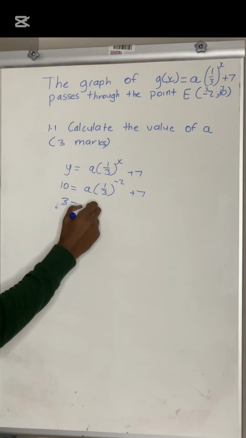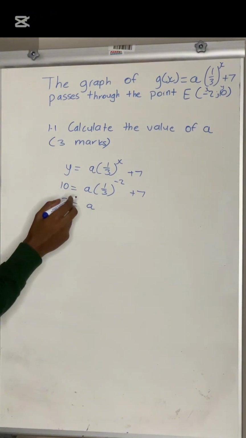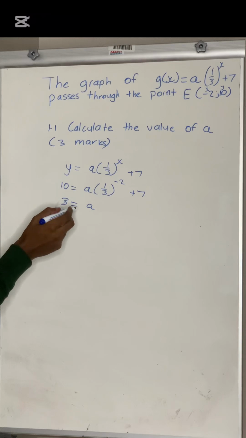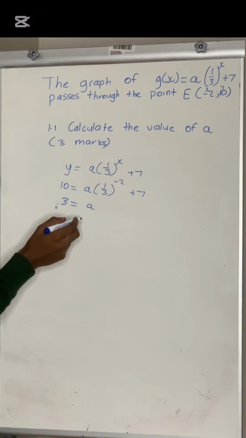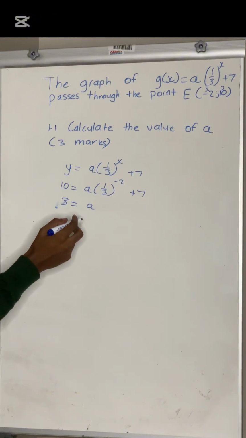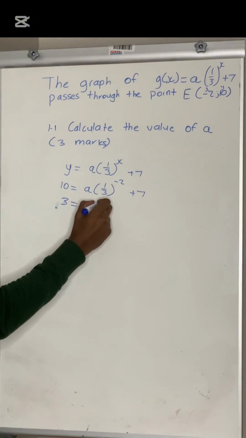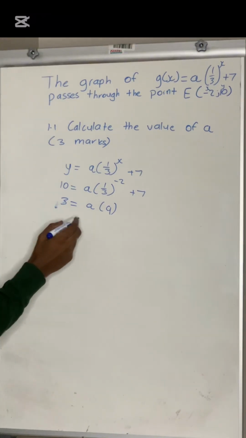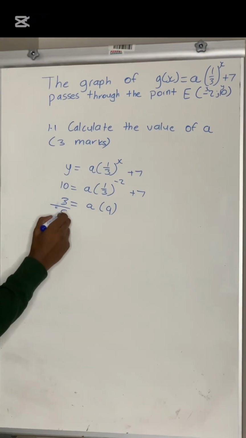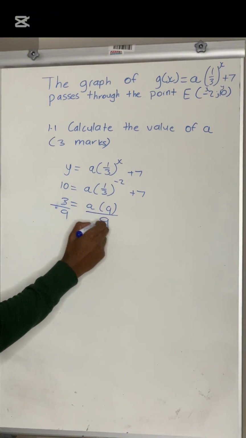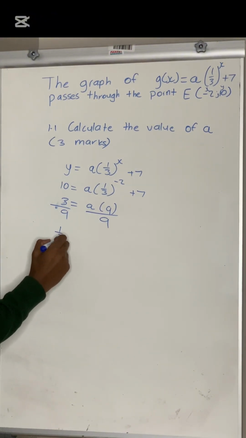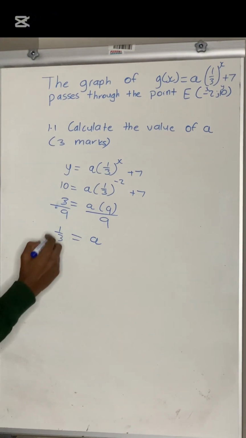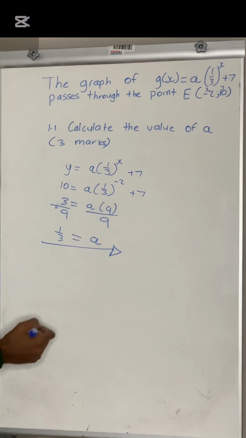So 3 is equal to a into (1/3)^(-2), using your calculator or using your head, whatever it is. I'm going to use my calculator to make things easier. So I get 9. Then you divide by 9 on both sides, because remember, we're solving for a. So it's going to be 1/3 is equal to a. So this is the value of a, 1/3.